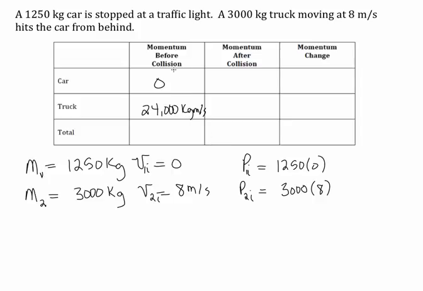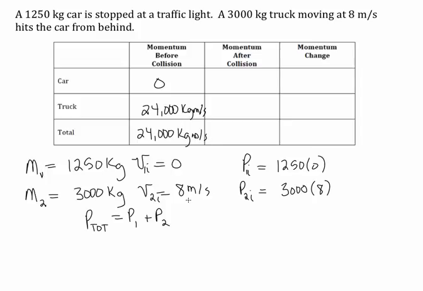We add the momentum of the car. So the total momentum is simply going to be the momentum of 1 plus the momentum of 2. So I know this is going to be 24,000 kilogram meters per second.